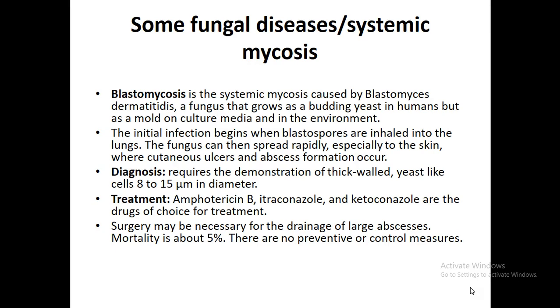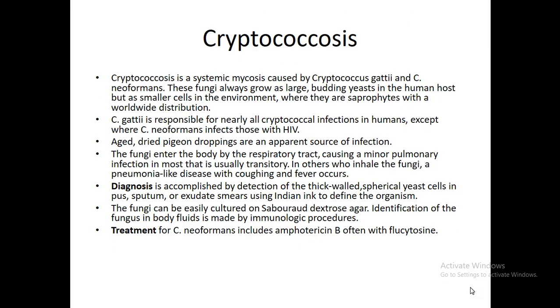The next one is cryptococcosis. Cryptococcosis is a systemic mycosis which is caused by Cryptococcus gattii and Cryptococcus neoformans. These fungi always grow as large budding yeast in the human host, but as smaller cells in the environment. They are saprophytes and they are distributed worldwide.